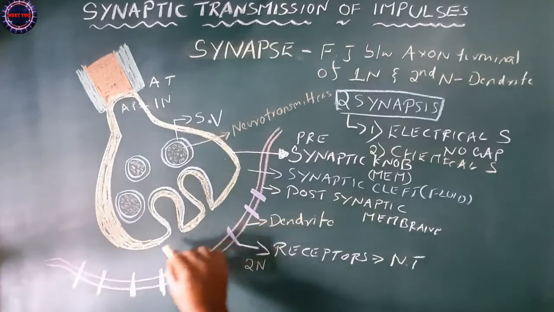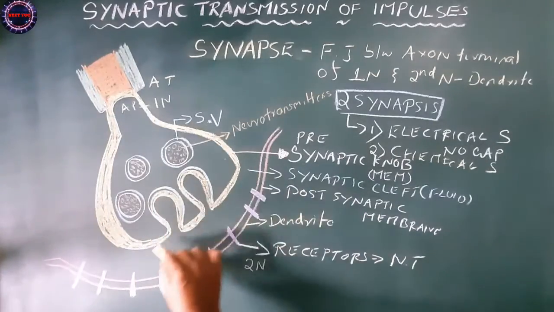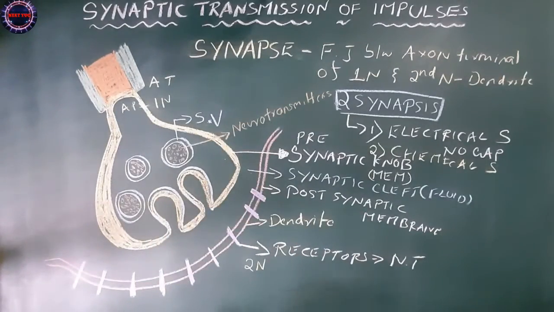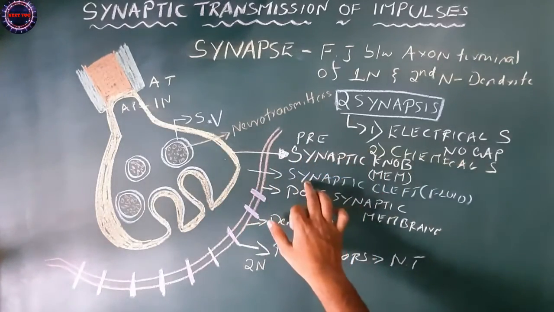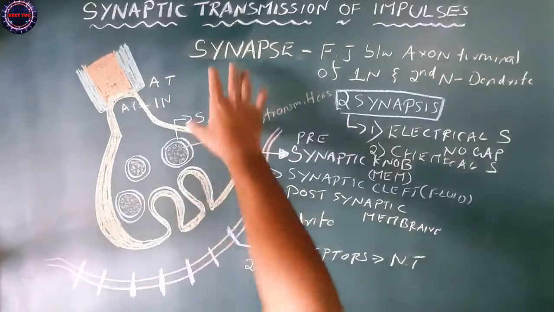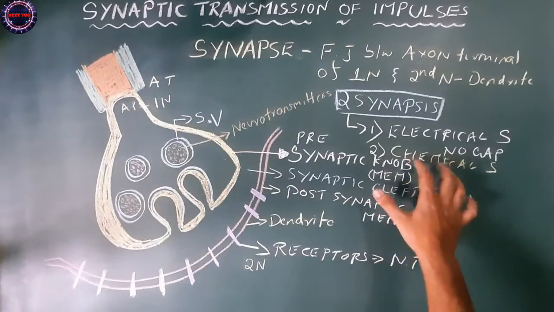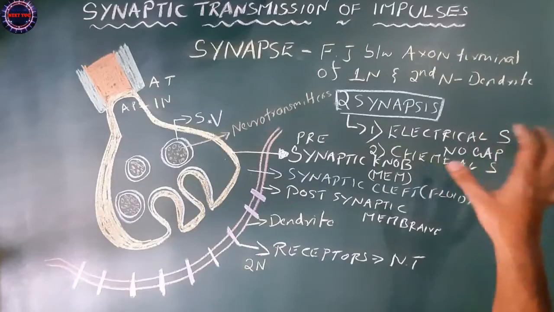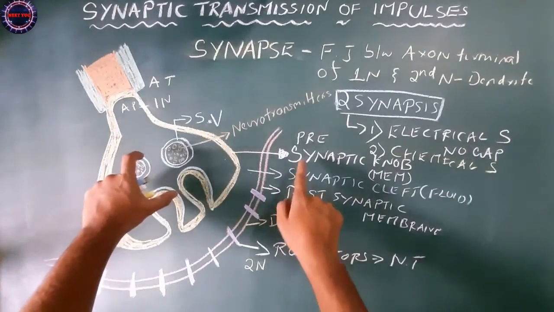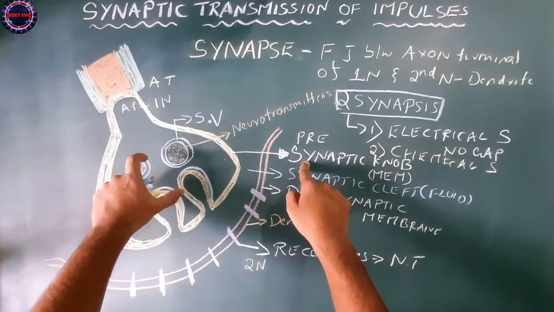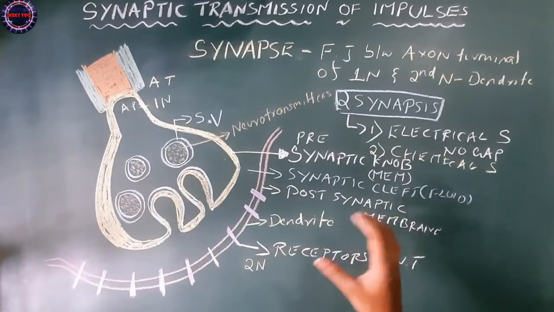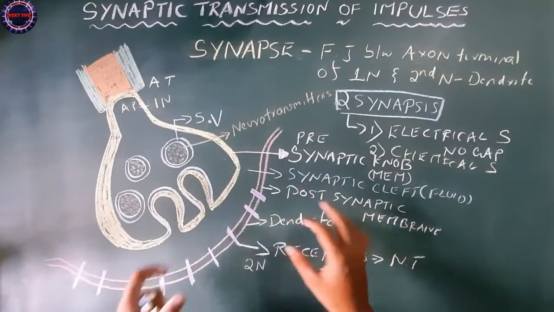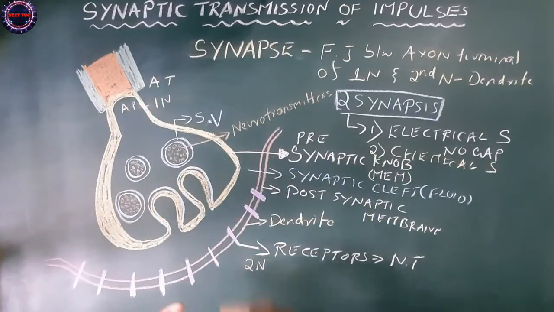Another specialty of the chemical synapse is that the two neurons are separated by a cleft called the synaptic cleft. The presynapse, synaptic cleft, and postsynapse together make up the chemical synapse. Whereas in the electrical synapse, you see the presynaptic region and the postsynaptic region of another neuron, where the synaptic cleft is absent. So there is no separation, no gap between the two neurons.